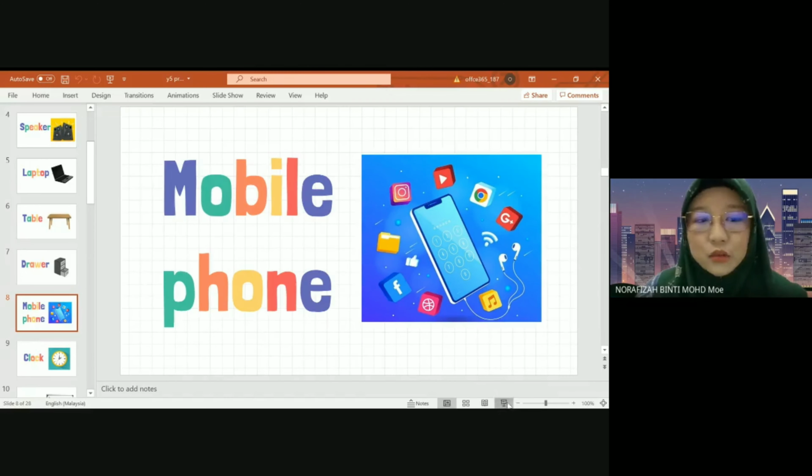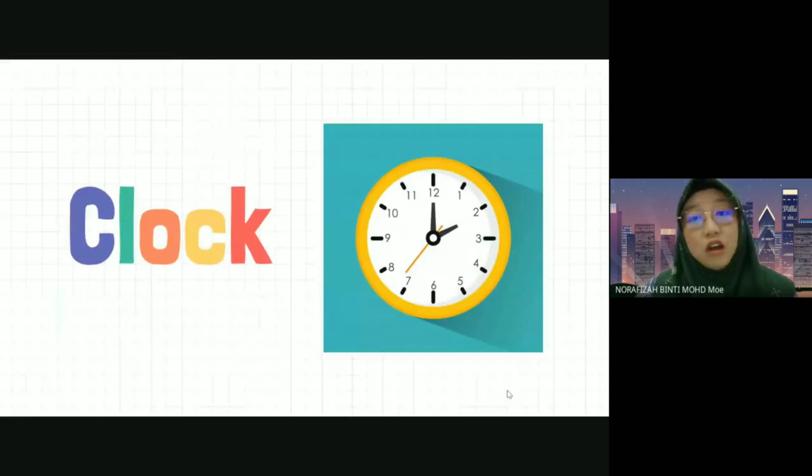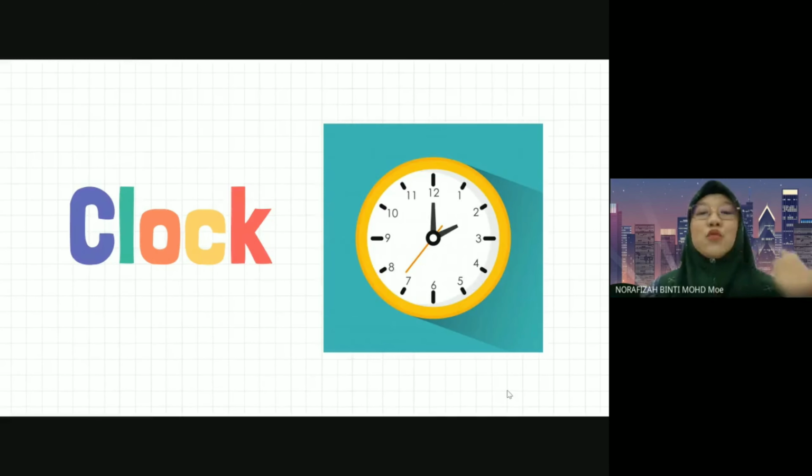Alright. Next, we have clock. Clock. Okay. Clock is jam dinding. Kalau jam tangan, it's watch. Okay. It's different. Okay. Kalau jam loceng, alarm clock. So you have to know how to differentiate. Clock is jam dinding. You put it on the wall. Watch is the one that you wear around your wrist, dekat pergelangan tangan is watch. Alarm clock is usually on the bedside table. Biasanya kita letak dekat tepi katil. Okay, that one is alarm clock. But nowadays people use handphone as their alarm clock. Like me. Okay, I use handphone.